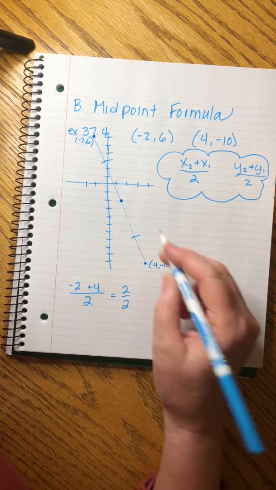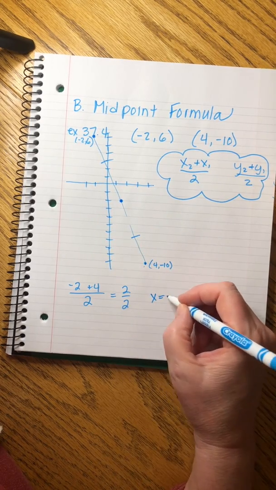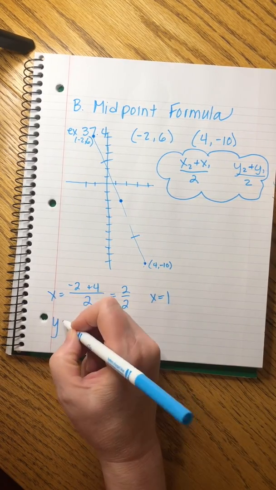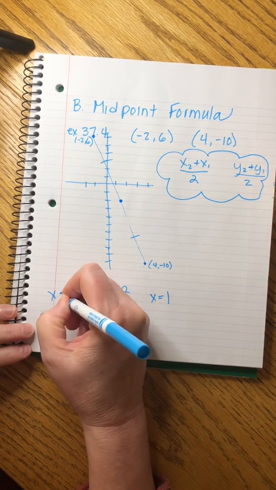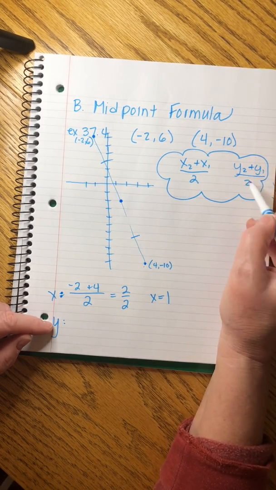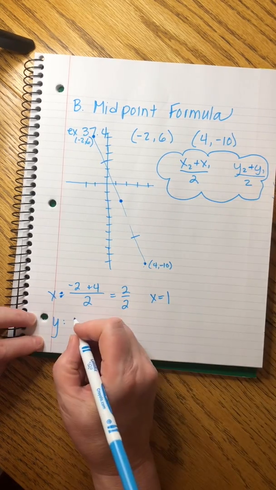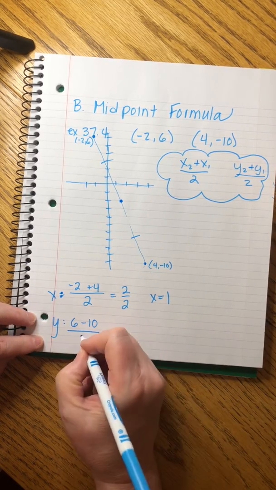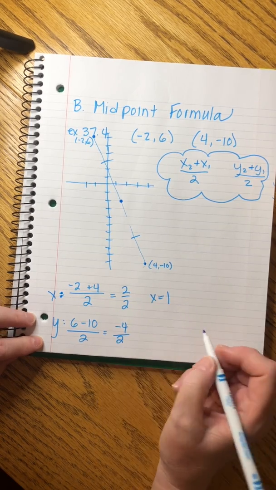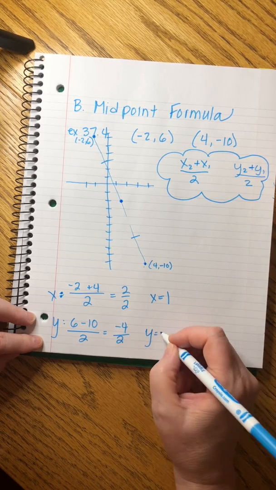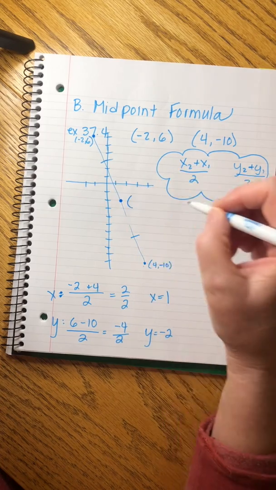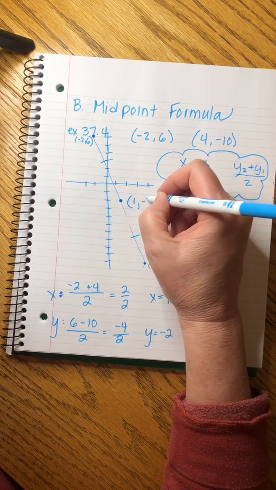So that tells us that of this point, x equals 1, because this is our x midpoint, right? We took the 2 x's. For y, and technically I should put a colon there, not an equal sign, we'll just use 6 and -10, divided by 2. So that equals -4 over 2. And so our y value is -2. And so what that tells us is that the coordinate of this point we calculated is (1, -2).